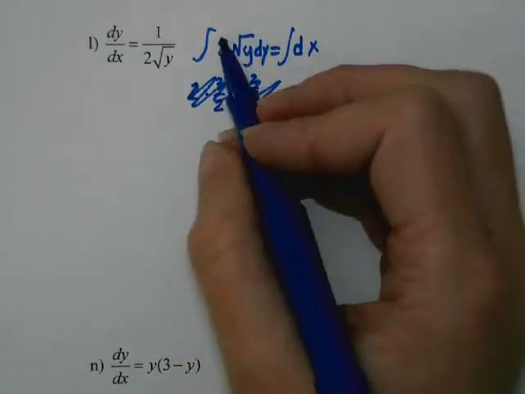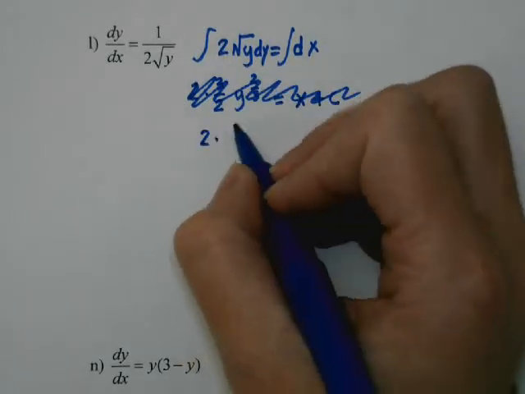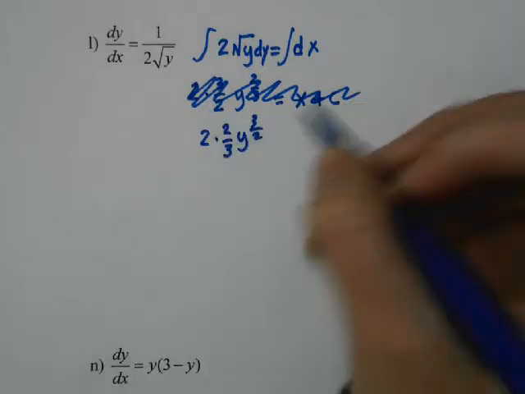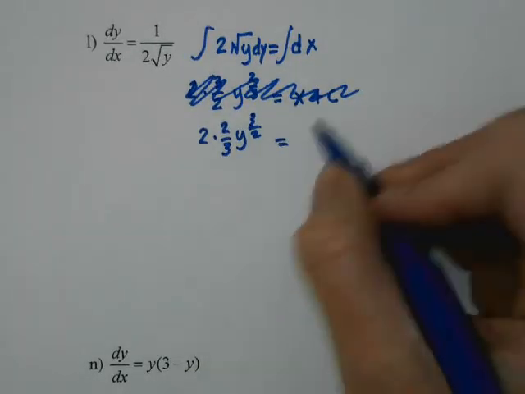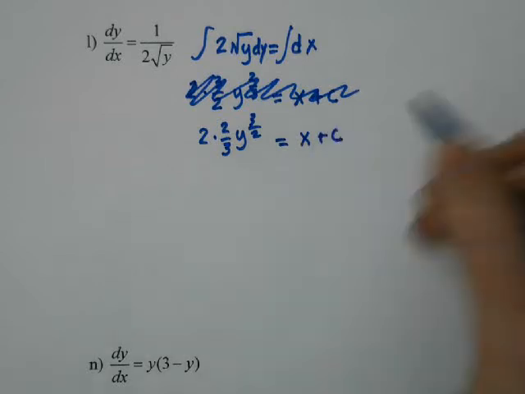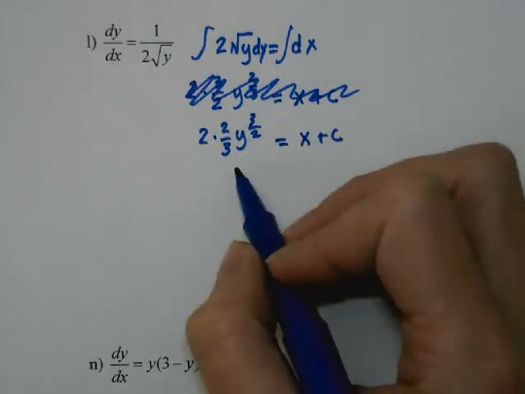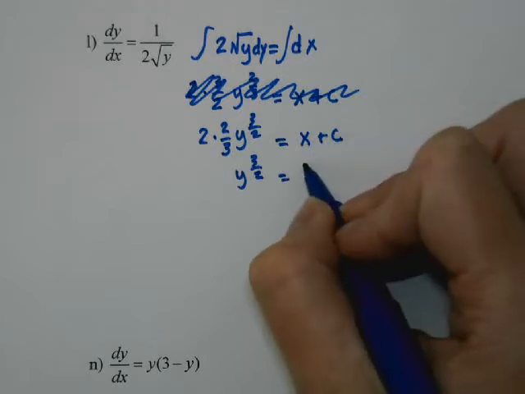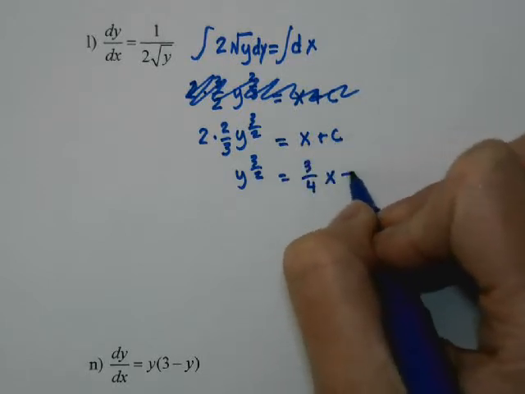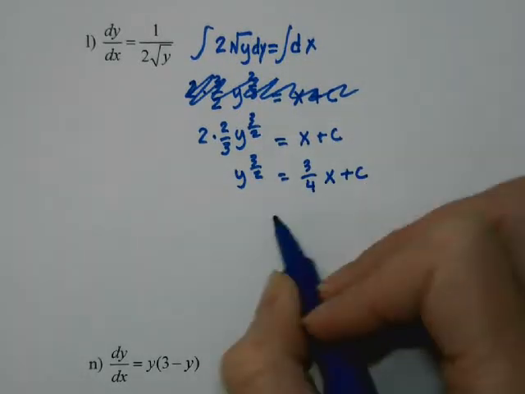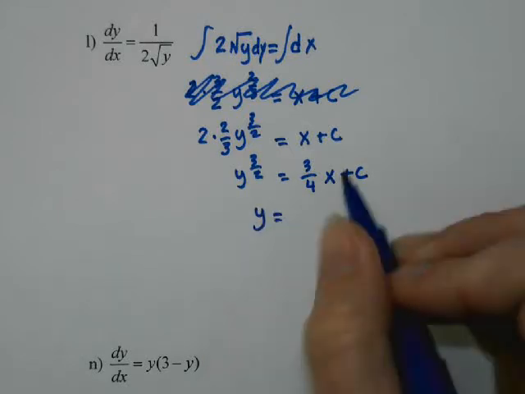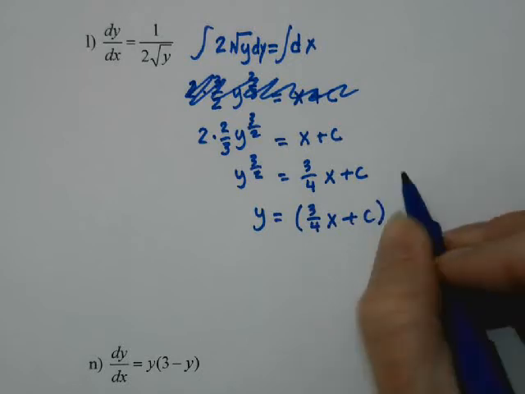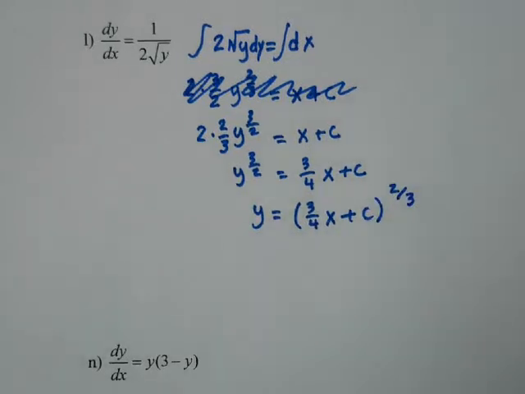Let's try this again. 2 times y to the 3 halves, and then we're going to multiply by 2/3. So this is going to be 4/3, so I'm going to multiply that over. So this will be 3/4 x plus c. Again, if I multiply that by a constant, we're still good. So y is going to be 3/4 x plus c to the 2/3.